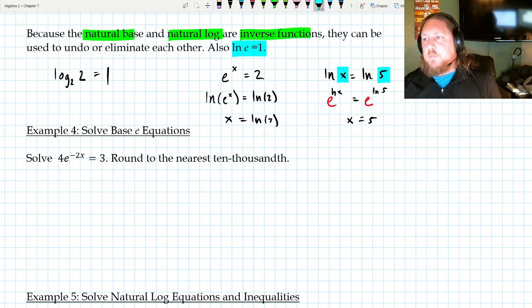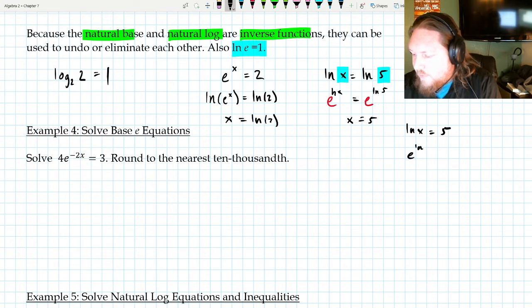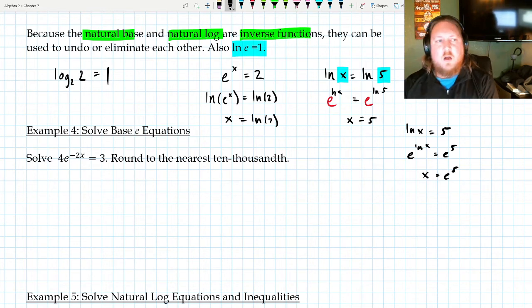A better example of that last one would have been the natural log of x equals 5. You take both of those numbers there and make them the exponents of e. Those cancel out, and you're left with x equals e to the 5. So it kind of undoes itself, which is pretty handy when you're working with it in a problem.